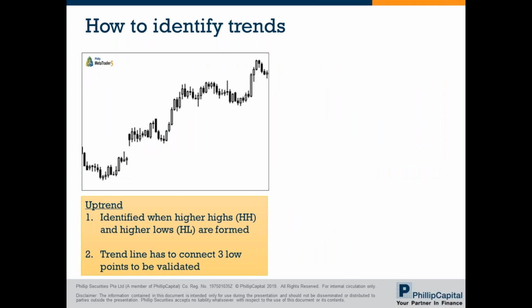So now I'm going to cover, for an uptrend, what you need to look out for is the forming of higher highs and higher lows. Right, so you see the red circles on the left image of my presentation. How do you interpret this chart?